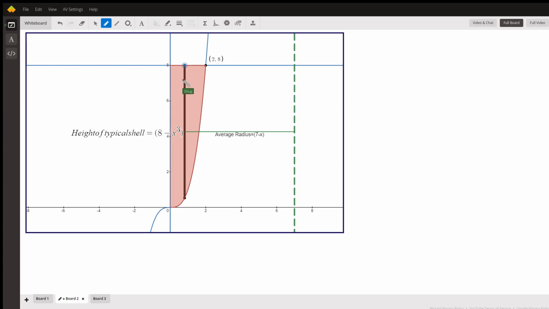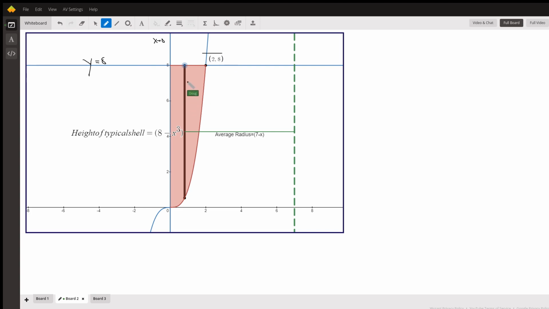This is the region. This curve right here is y equals x cubed. This is the line y equals 8. This is the line x equals 0. And where the line y equals 8 intersects y equals x cubed, that's the point (2, 8).